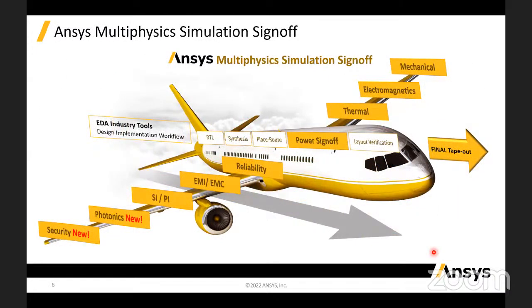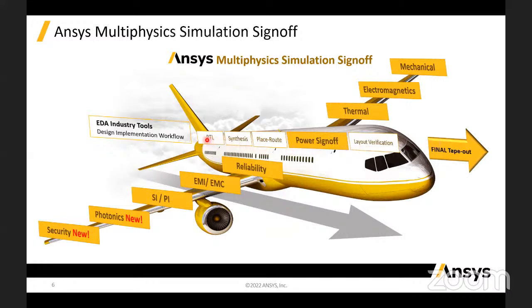In this slide, I'm showing how semiconductor design and simulation fit together with the example of an airplane analogy. So here, the IC design typically happens through the implementation workflow, and this generally progresses from the RTL stage, then on to synthesis, then on to place and route, and then on to verifying that the layout and the function works fine, and then on to what we call the final tape out, where the chip is sent to manufacturing.